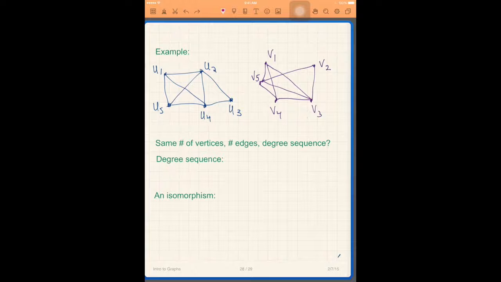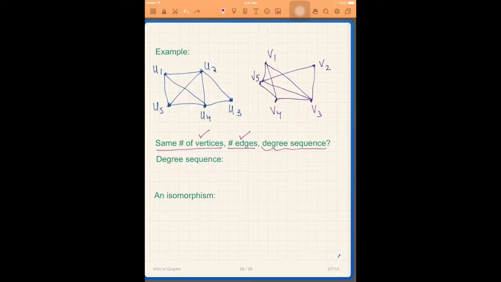So what we first check, remember, is do these two graphs have the same number of vertices? Yes, 5. Do they have the same number of edges? Yes, we do have the same number of edges here. And what about the degree sequence? Can we come up with the same degree sequence?